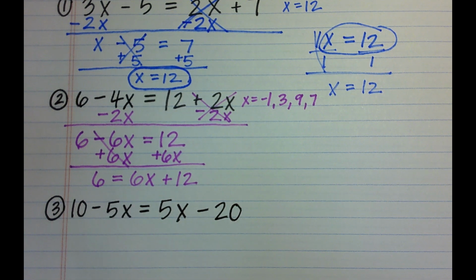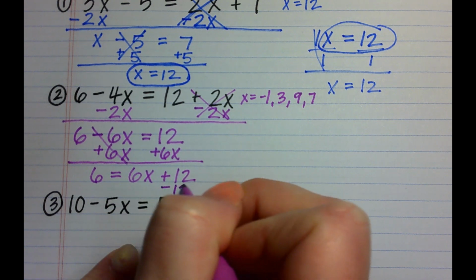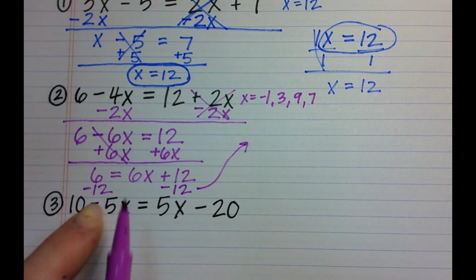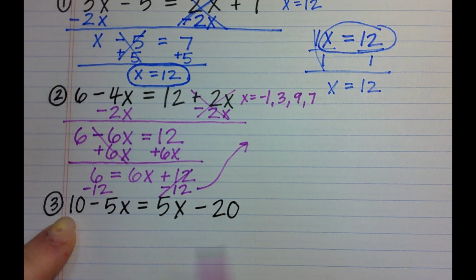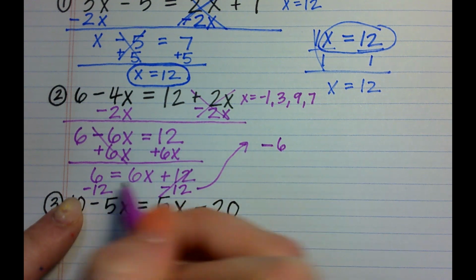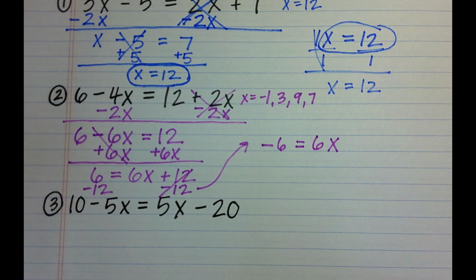What should I do from here? Subtract the 12. Yeah, let's subtract 12 from both sides. I'm going to have to rewrite over here. So let's see, my 12s will cancel. What is 6 minus 12? Negative 6. Negative 6 equals 6x.